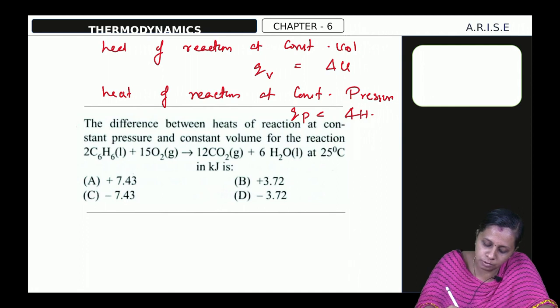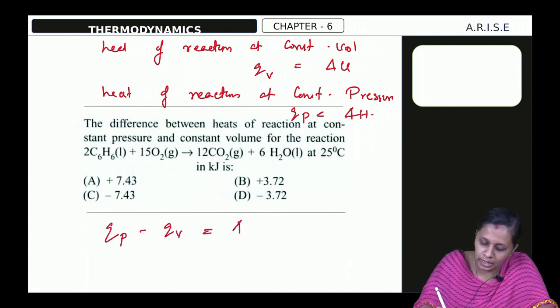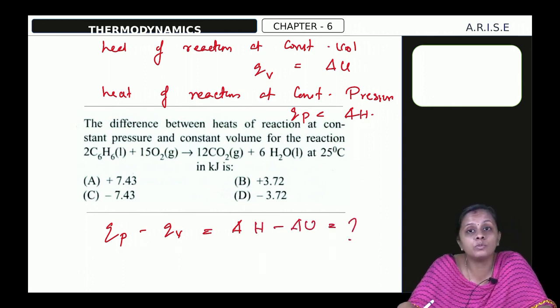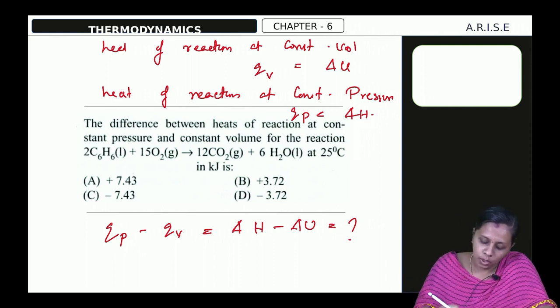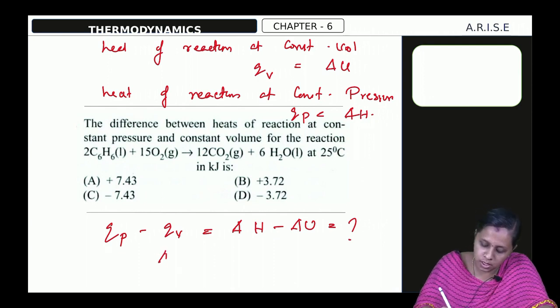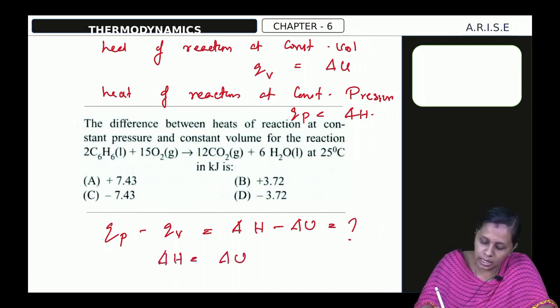That is, they are asked to find out QP minus QV, which can be written as what? Delta H minus delta U. They are asked to find out the difference between delta H minus delta U, or change in enthalpy minus change in internal energy. That is what we have to find out. And what is the relation between delta H and delta U? There are two equations we can use. Delta H is equal to delta U plus P delta V, or you can use delta H is equal to delta U plus delta NgRT.